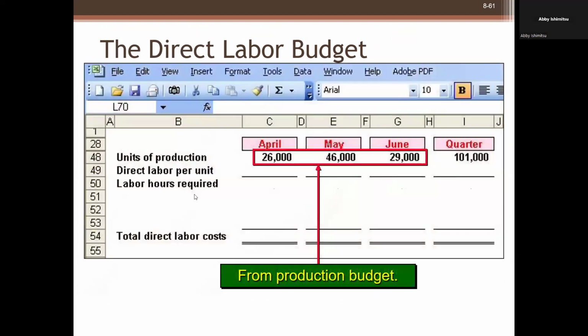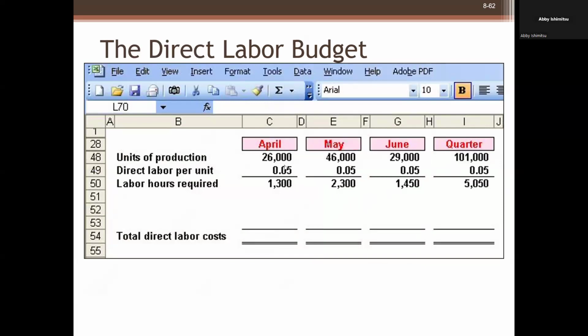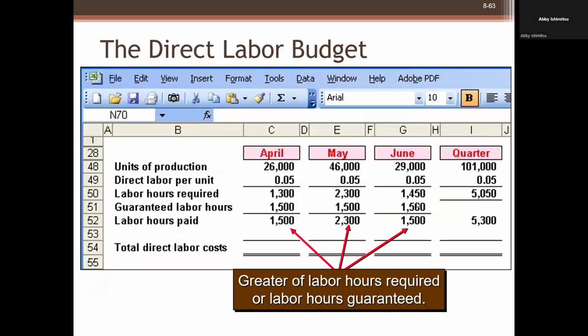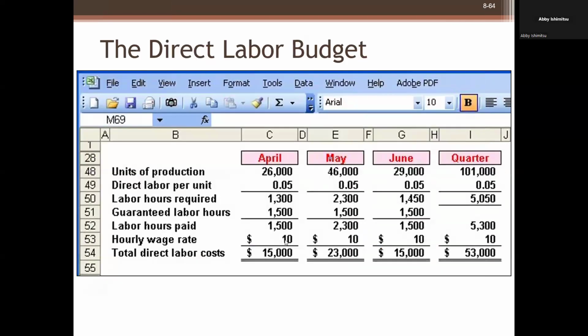All right, so here we go. Same units of production coming over. Direct labor per unit, they have to give you that in the prompt, 0.05 hours, which is 3 minutes per cheesecake. Labor hours required. And remember, we guaranteed those labor hours. And then labor hours paid, because we guarantee a minimum of 1,500. So this is what we're actually paying for each month, and that's the labor budget.